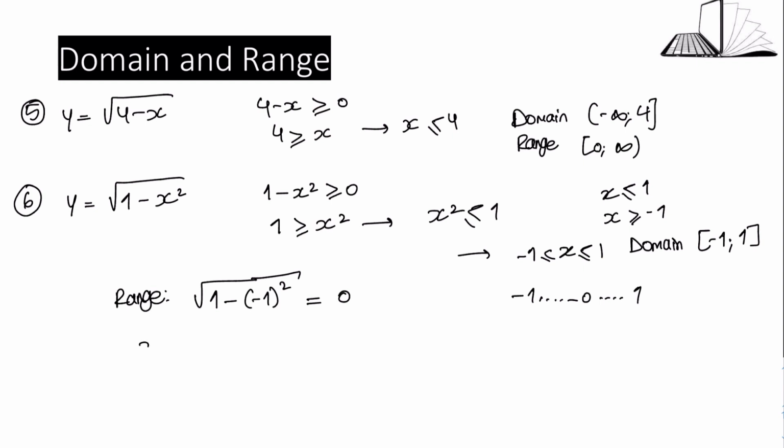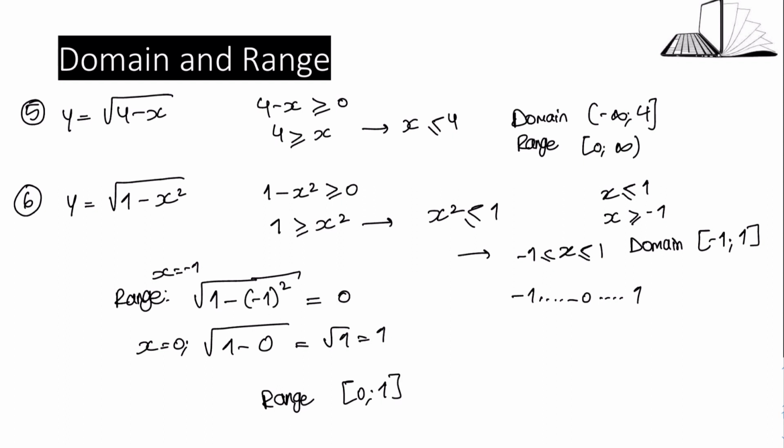If I replace x equals 0, this is x equals minus 1. So 1 minus 0 is radical 1, so it's equal to 1. Try to replace all the possible values. You're going to get that the range for this function is going to be between 0 and 1, and the 1 is included. This is how we find the domain of a function, the range of the function, and how the domain and the range of the functions are different.